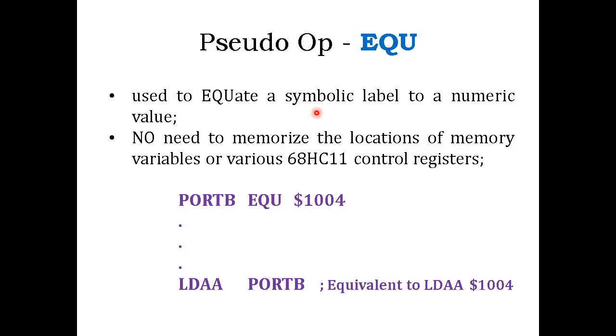Instead, you can write something like this, for example, PORTB EQU, and then the address of port B. After that point, every time you write PORTB in your program, it will be replaced by 1004. What is good about this is that it's much easier to write PORTB instead of the address of port B, because addresses are just numbers, and it's hard to memorize all the numbers.